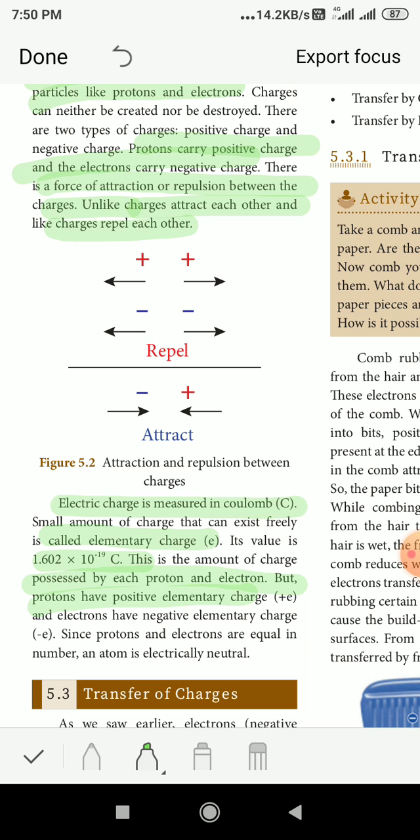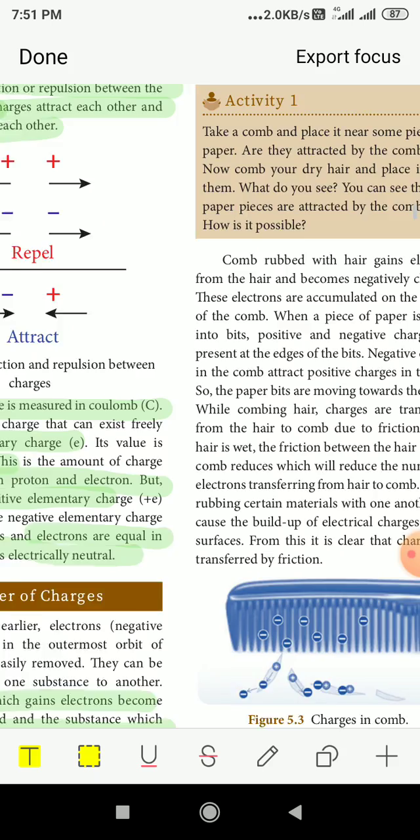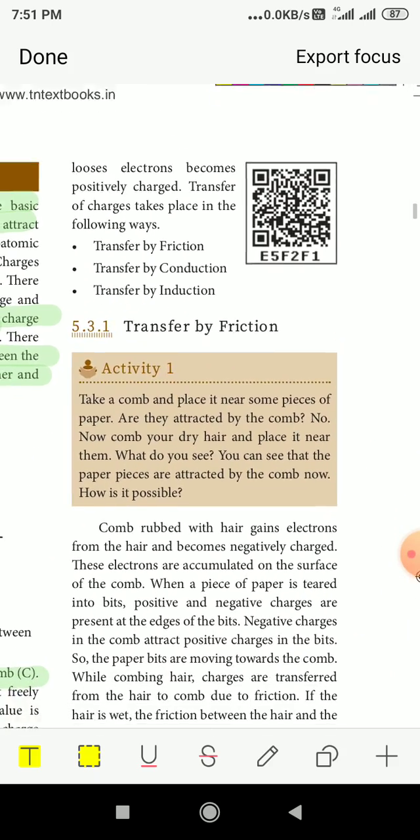Okay, so these you have already studied in the atomic structure lesson. Then how does this transfer of charges take place? A substance which gains electrons becomes negatively charged. Okay, this also you have learned. So the substance which gains electrons will be negatively charged, and the atom or substance which loses electrons will always become positively charged. This is just a continuation of the atomic structure lesson, so it will be easy for you to understand.